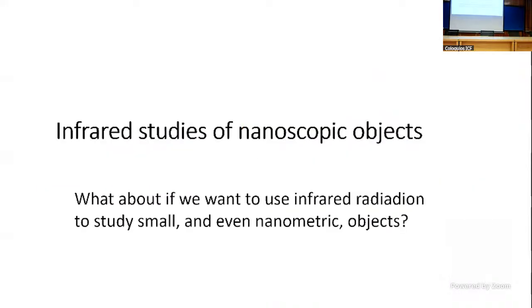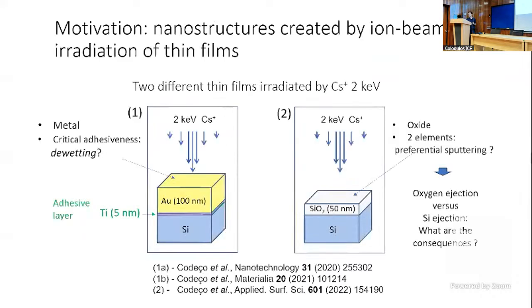Okay, so let's go in the direction of the small now. If you want to do the same kind of thing with small objects, really small objects, but first, what was our motivation in Rio to do this? To look at spectroscopy on the nanometric structures. So this is the kind of thing that we were studying just before the pandemic.